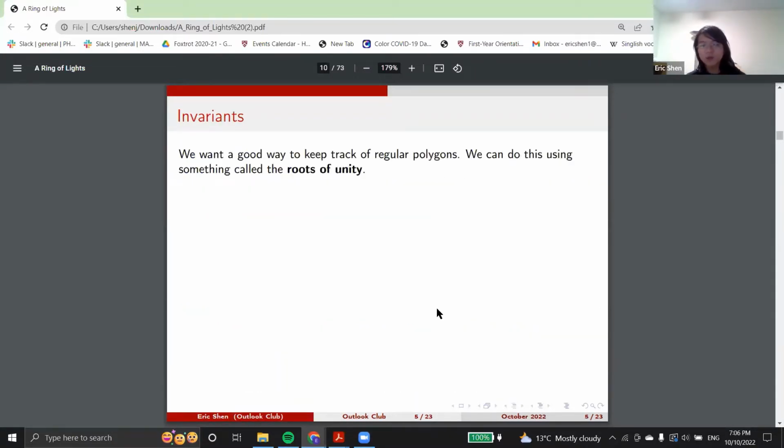So how do we construct an invariant for this ring of lights problem now? What I'm going to tell you is a very nice way to do this is through something called the roots of unity. Now, just as a raise of hands, how many of you know about complex numbers and are relatively familiar with them so far?